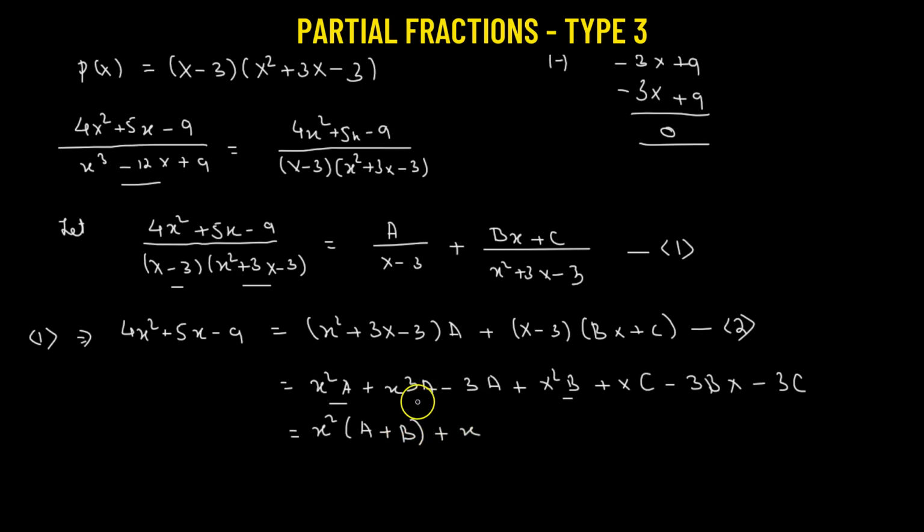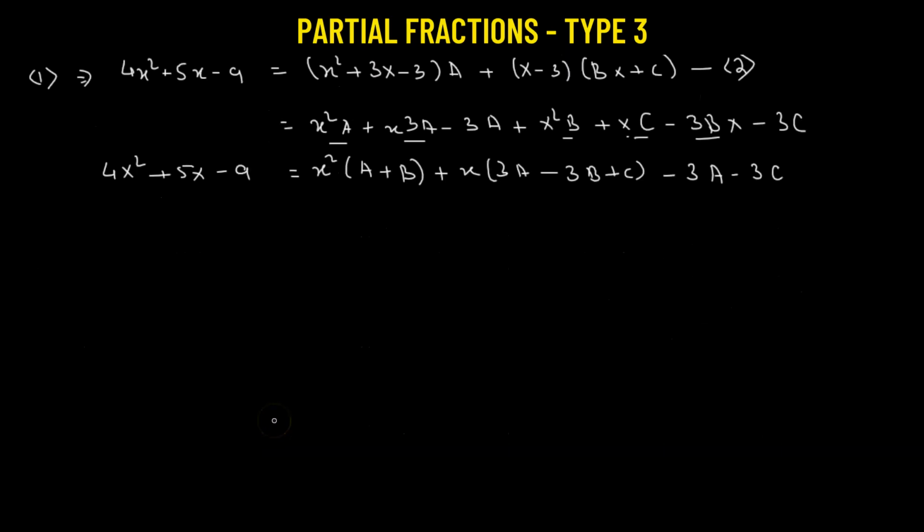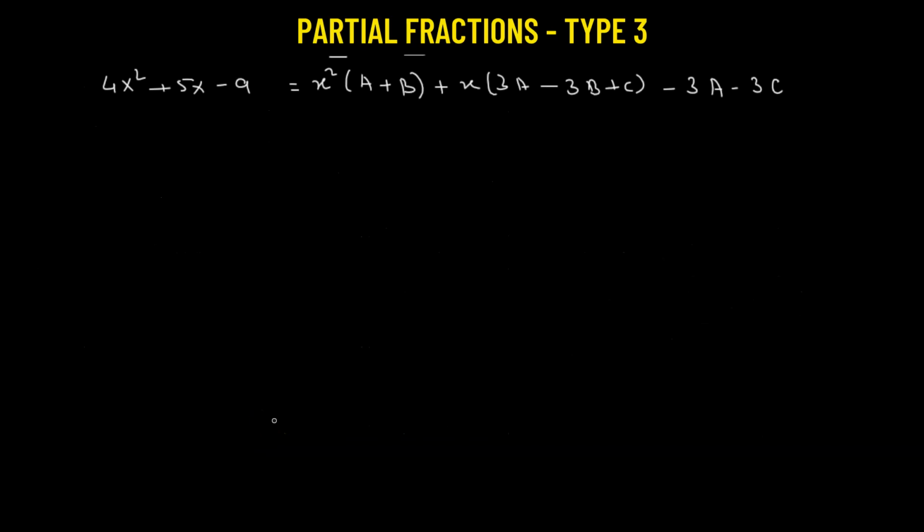Next, we're going to take x as the common factor and we're going to combine 3a, and then we have negative 3b plus c. Fine. And then we have the remaining terms, so that's negative 3a minus 3c. Whereas on the left hand side we have three terms. First term contains x squared, second term contains x, and the third term is the constant term. We can equate both sides.